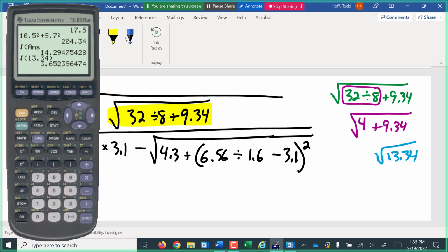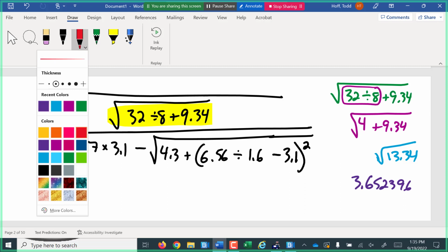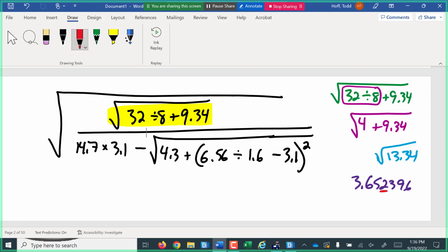So that is 3.652396. What digit there is the thousandth digit? The digit in the thousandth is the 2. So to go 2 digits past that, we do the 3 and the 9, and we would round there. That gives us 3.65240. Because that's a 9, this is a 6, rounds that 9 up to a 10. We have to carry the 1 to make that a 40. So the top of that becomes 3.65240.